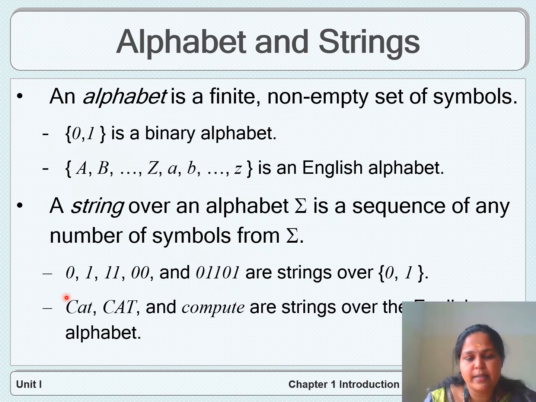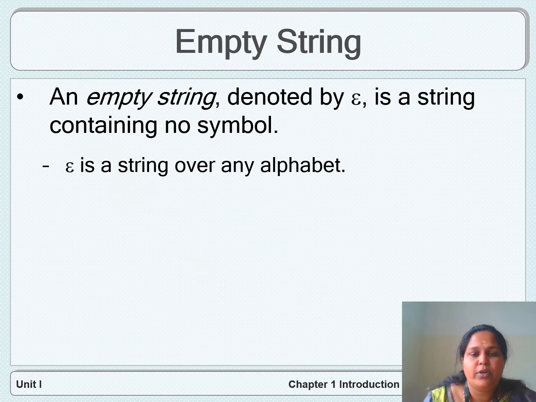In alphabets, for example, you can provide these and compute all the strings over the finite alphabet. So an alphabet, which may be a capital letter or small letter, is a non-empty set of symbols, which should be a finite alphabet. Next you are going to see about the empty string. The empty string is denoted by epsilon. Always remember that epsilon is nothing but the empty string, which contains no symbol.